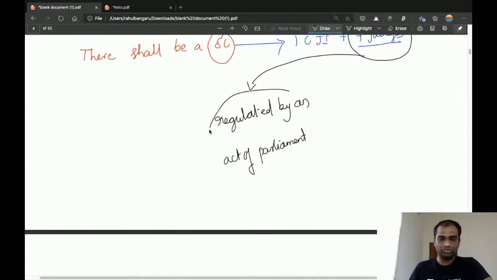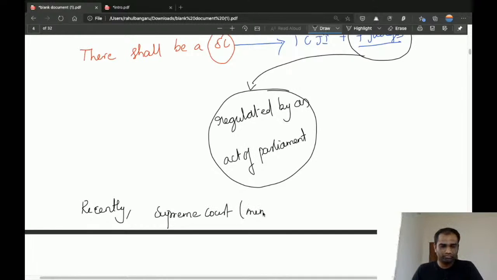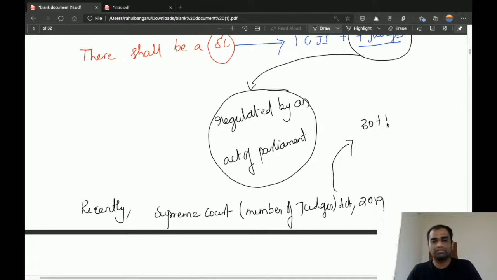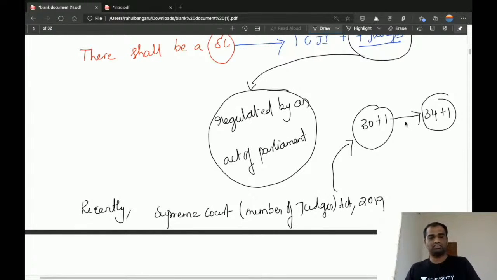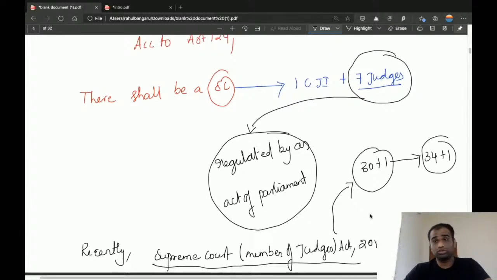Now using this provision, recently Parliament passed the Supreme Court (Number of Judges) Act of 2019. This act increased the number of judges from 30 plus 1 to 34 plus 1. Is it clear, everyone? This Supreme Court Number of Judges Act of 2019 increased the number of Supreme Court judges from 30 plus 1 to 34 plus 1. All right, this is how the number of Supreme Court judges is established.